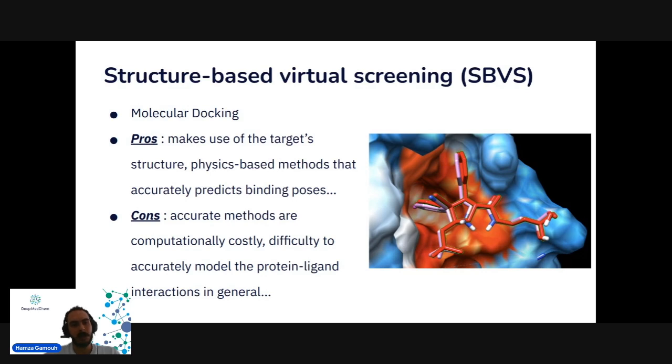However, these methods are usually computationally costly due to their physics-level modeling, because they use expensive modeling of the interactions between proteins and ligand. They are computationally costly, especially the very accurate methods, and therefore they can be very hard to integrate into virtual screening of very large libraries. One more problem with those methods is that it's usually quite difficult to accurately model the protein-ligand interactions, because these interactions are usually poorly understood.